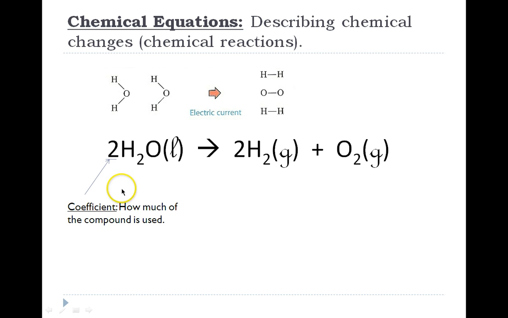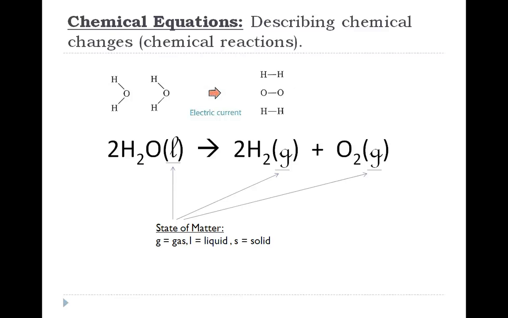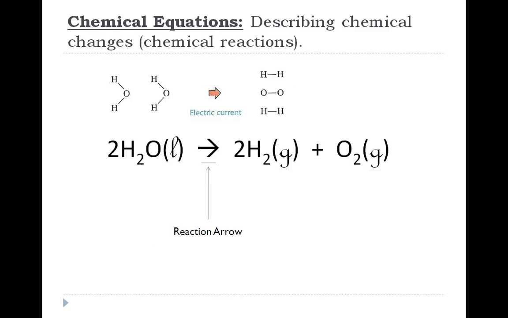So these numbers in front are coefficients, and they describe how much of that particular compound is used in the change. And we're going to start calling these changes not chemical changes, but chemical reactions. That's the word we want to use in this class. The chemical formula we learned about before. Don't forget states of matter, where we're going to be working mostly with gases, liquids, and solids, but another one in the future as well, called aqueous.